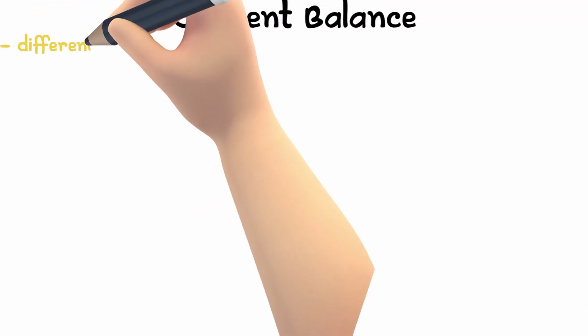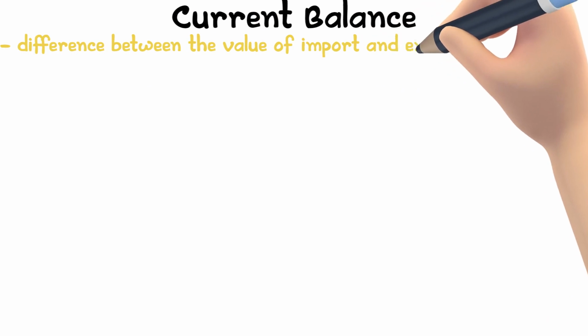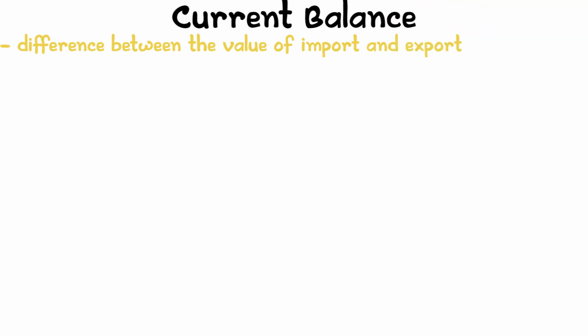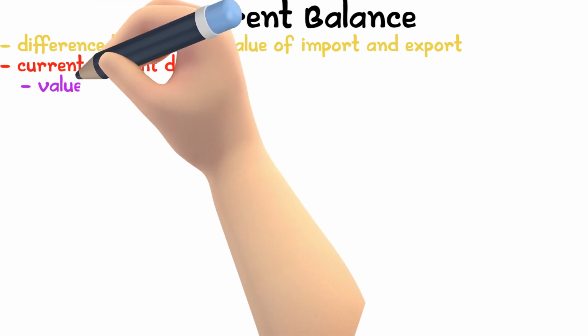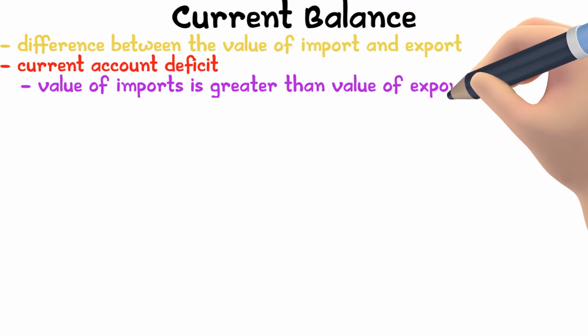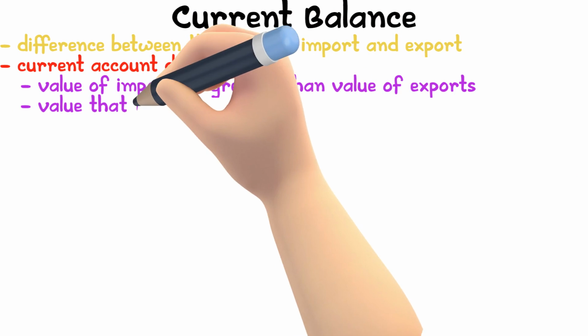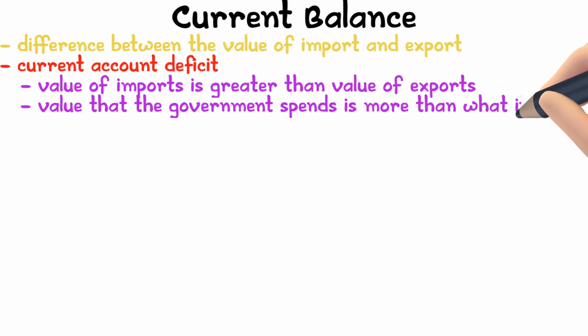Deficits and surpluses in the current account. The difference between the value of imports and exports is called the current balance. There are two types of current balance. Current account deficit is when the value of imports is greater than the value of exports. This is bad since the value the government spends is more than what it earns.